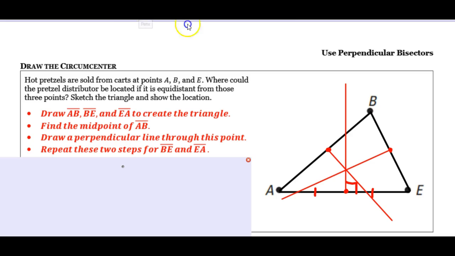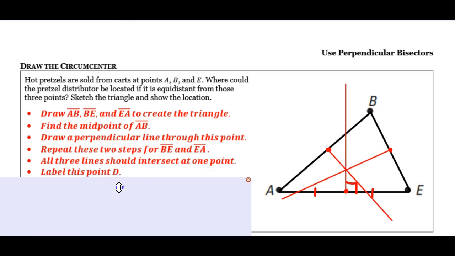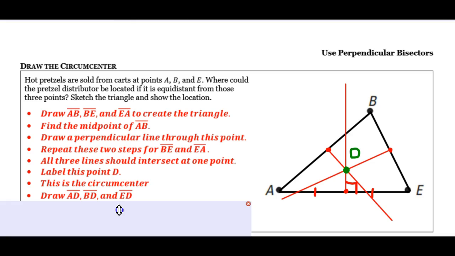Okay, so now you can see that all 3 of my lines intersect at one point. And I'm going to label this point D for distributor, since we're looking for a place for our pretzels to be distributed. So that's a D. And this is my circumcenter. This is the circumcenter of triangle ABE. Now, that's where our distributor should be located.